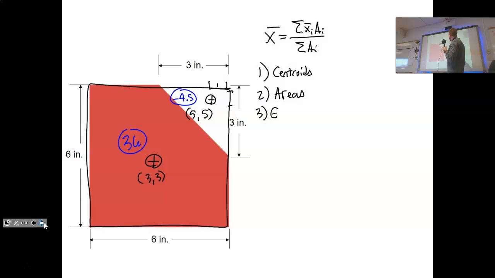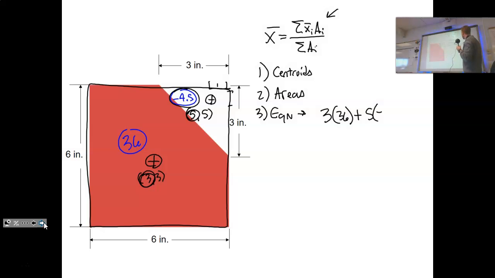Step 3, plug it into the equation. So that equation here is this. We're going to add them all up. So take the x variable, 3, times the area, 36. Add to it the x, 5, times the area, negative 4.5. Now I'm going to add up all the areas. 36 plus negative 4.5. And believe it or not, see how it's one less term, it's much easier math to do. Still comes out to 2.71.